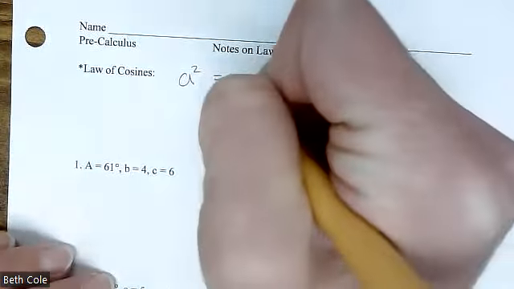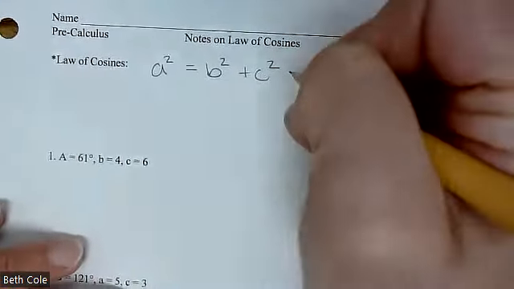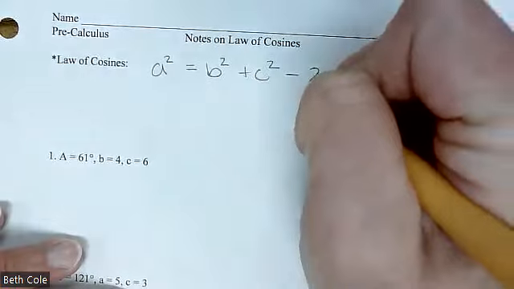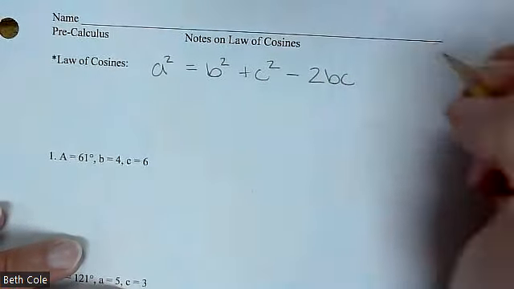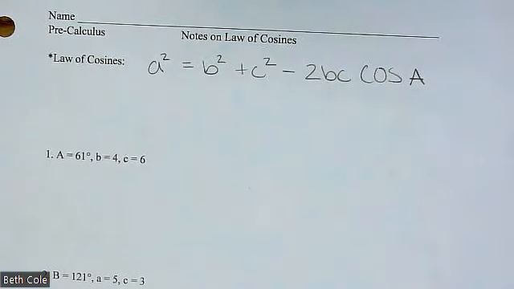So a squared equals b squared plus c squared minus 2bc cosine of a. Usually when I write that, everyone's like, we have to memorize that. Listen, there's only 3 sides to a triangle, so there's only so much trouble you can get up to.